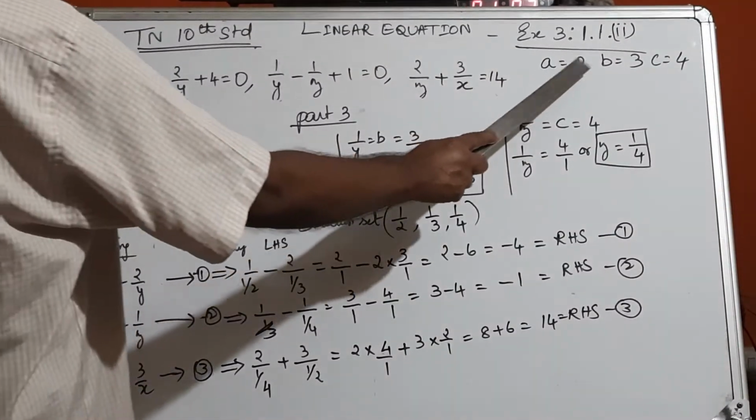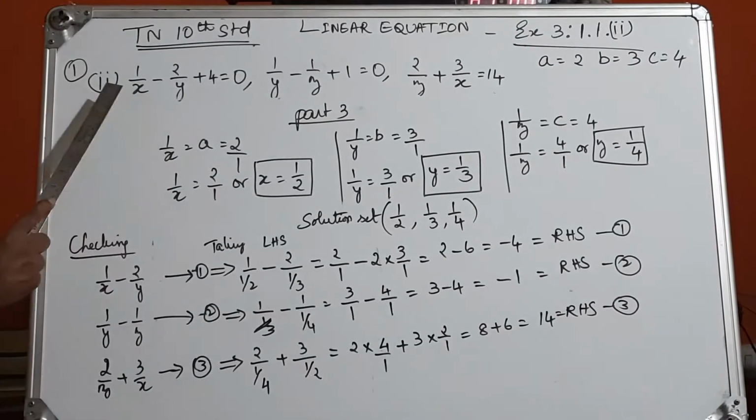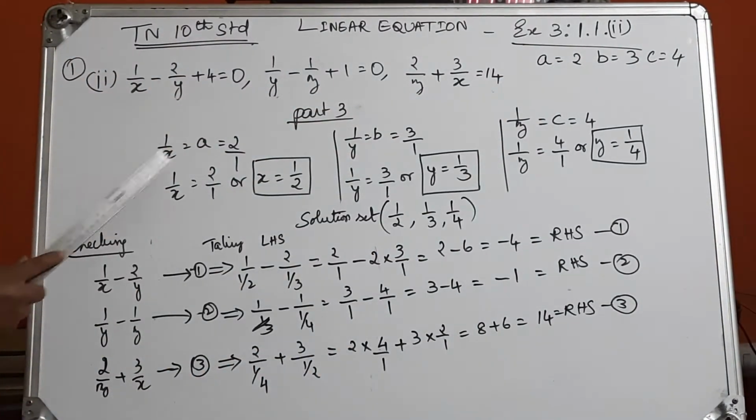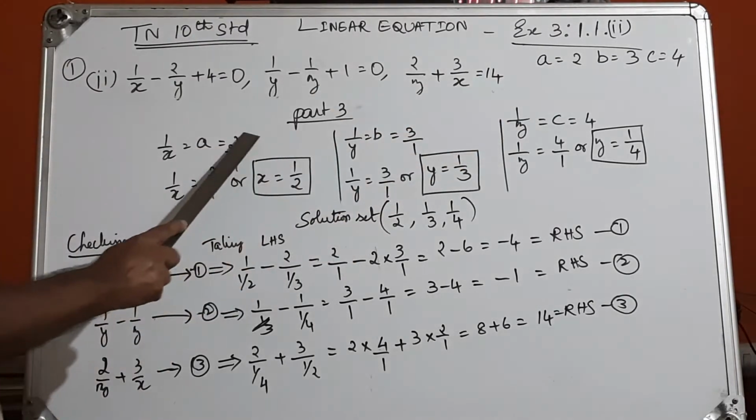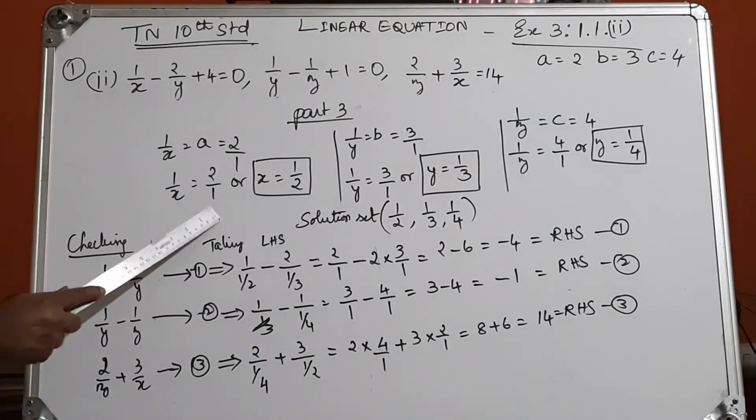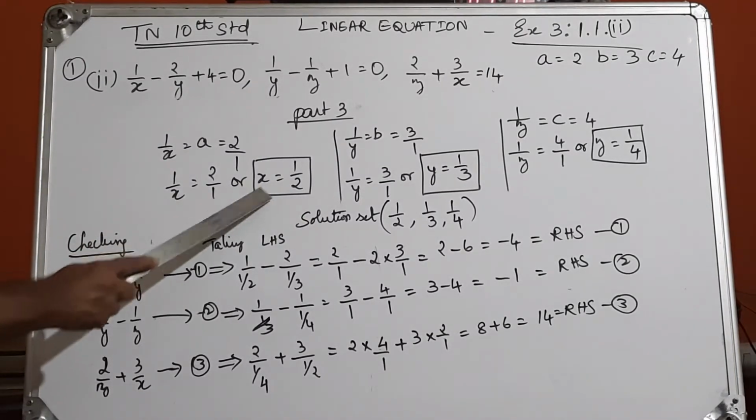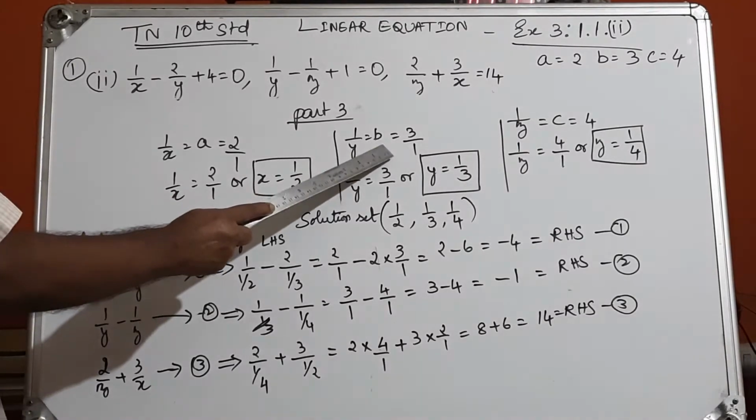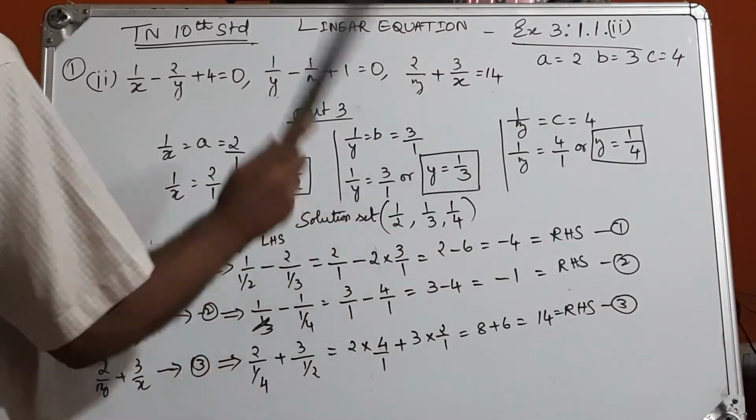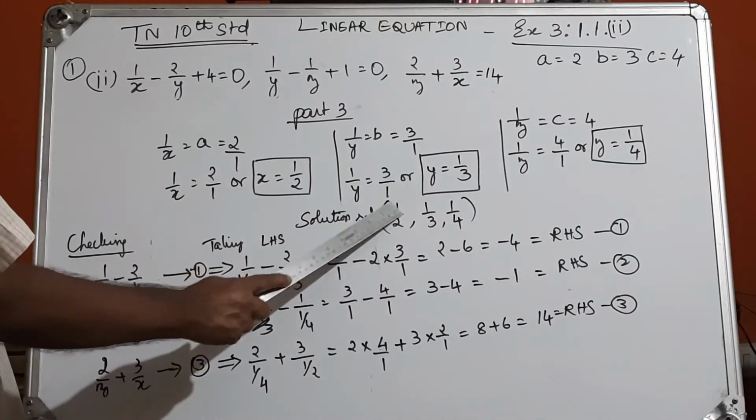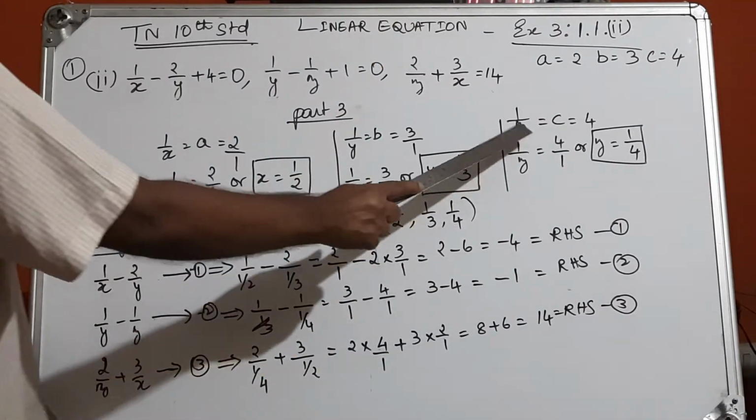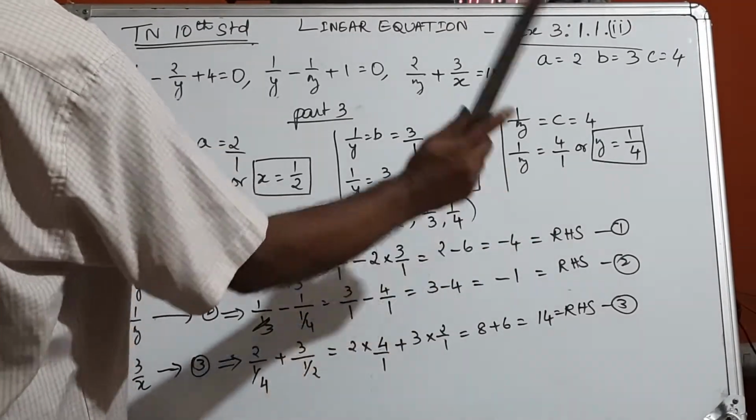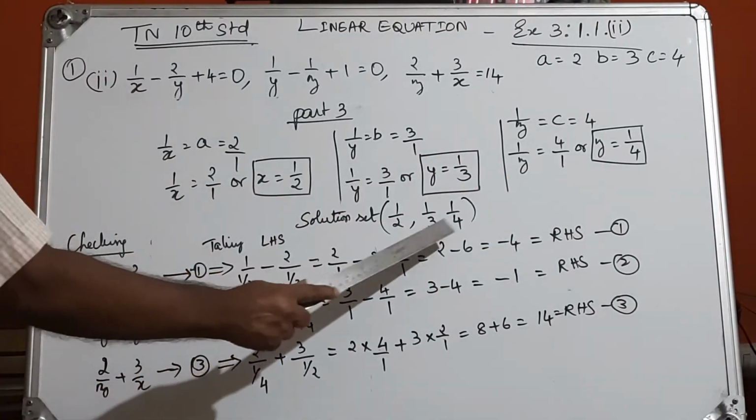See, we got the value of a is 2, b is 3 and c is 4, but the question deals with x, y and z. You can't write this answer. So you must write: we have taken 1 by x equal to a. a is 2. 2 means 2 by 1. So 1 by x equal to 2 by 1, or make it upside down, x is equal to 1 by 2. Okay. Similarly, 1 by y we called b, that is 3. 3 means 3 by 1. So 1 by y equal to 3 by 1 or y equal to 1 by 3. Similarly 1 by z is taken as c, which is 4. Or 1 by z is 4 by 1, z equal to 1 by 4. The solution set is 1 by 2, 1 by 3, 1 by 4.